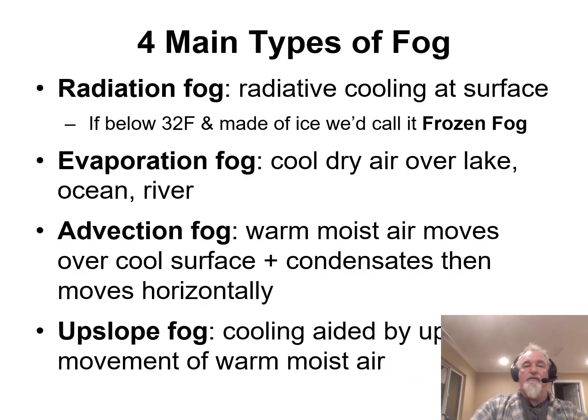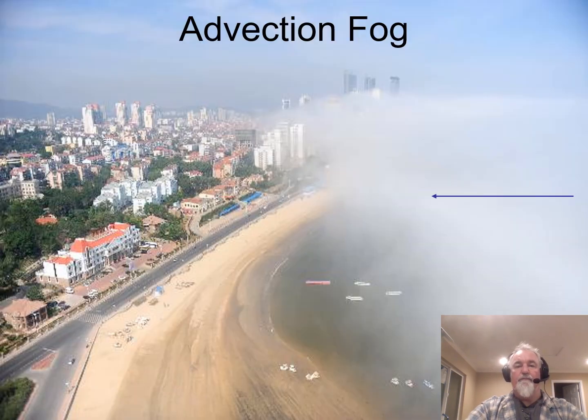There's some photos of each of these in just a second. So there's an overview of your four main types: radiation fog, evaporation fog, advection fog, upslope fog. But the pictures are worth 1,000 words, so let's look at those real quick. Advection fog, forming in one place, moving horizontally to another place. I think you've got that idea down now.